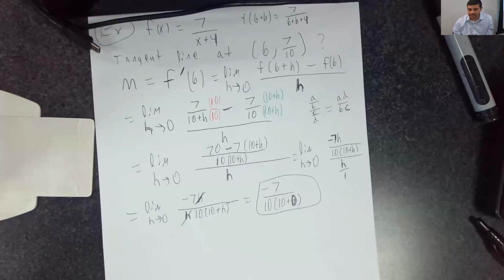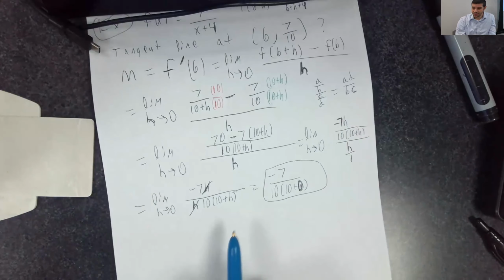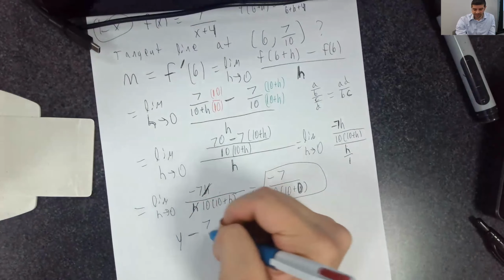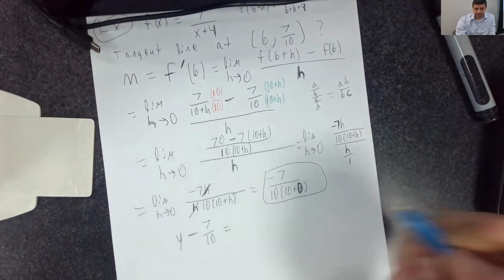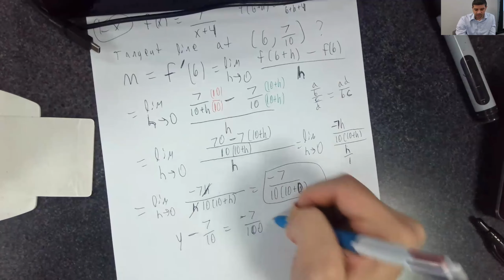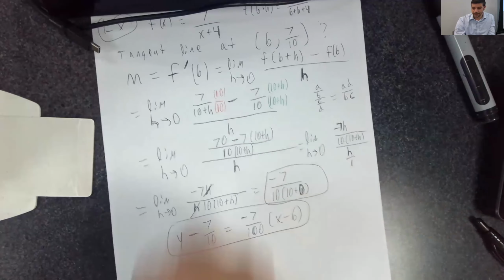Okay, did I actually answer the question? What did I do? I found the slope. Did they ask me for the slope? No, they asked me for the tangent line. So in order to get it right, you actually have to write the tangent line. So y minus 7/10 is equal to negative 7 over 100 times x minus 6. Like that.